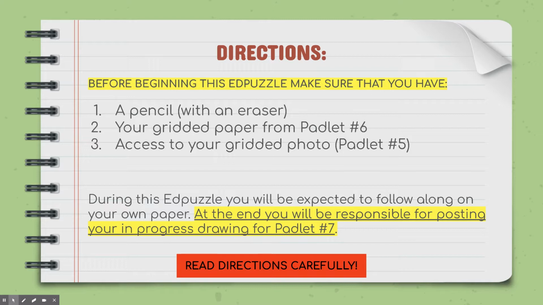Okay. So disclaimer, during this Edpuzzle, you will be expected to follow along on your own paper. At the end, you will be responsible for posting your in-progress drawing for Padlet 7, and we'll get into what that looks like when we start the actual slides. You cannot receive full credit if you are missing the Padlet 7. This is a two-parter, just like our last Edpuzzle, meaning you have to do the Edpuzzle and post your work alongside it. Otherwise, you cannot receive full credit. Please make sure to read all instructions carefully. I will also be reading them out loud.